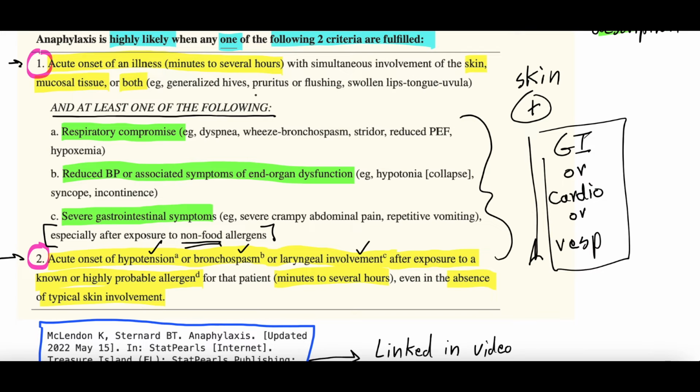So you either have skin plus another organ system involved, or you have a known or highly probable allergen with any one of what I'd call kind of severe organ system involvement, being low blood pressure or bronchospasms in the lungs or swelling in the throat.